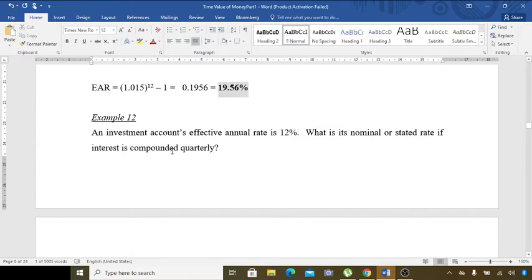Okay, let's look at another example. An investment account's effective annual rate is 12%. This is the effective annual rate, already solved and given for you. Now you are going to find what the nominal rate is if it is compounded quarterly. So this is another angle, or another perspective. Given an EAR of 12%, find the nominal interest rate, and the compounding frequency is 4 times a year, or quarterly compounding.